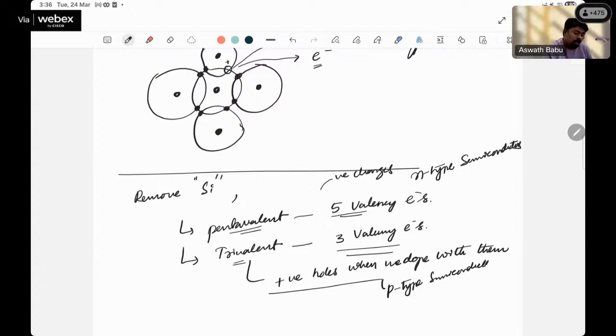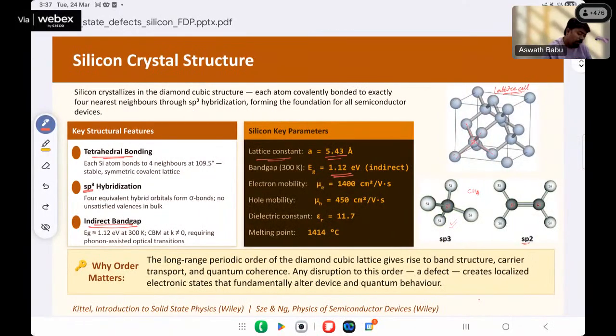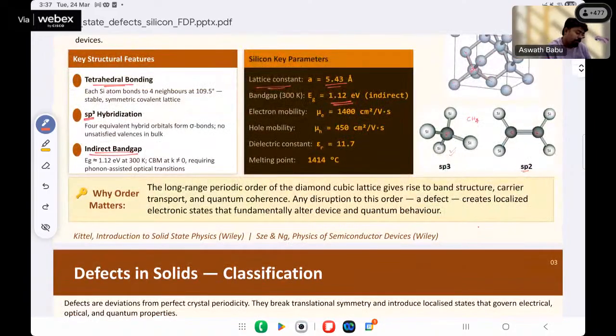So this is how the defects are going to create the interesting behavior in the case of silicon. Let's go back to our PPT. Now, the question here is, there is some order. What is that order? The long-range periodic order of the diamond cubic lattice gives rise to band structure, carrier transport and quantum coherence. Any disruption to this order, which is a defect, creates localized electronic states that fundamentally alter the device and quantum behavior.